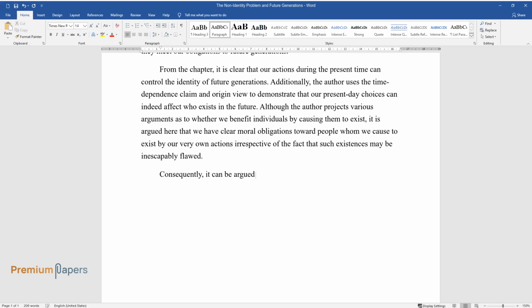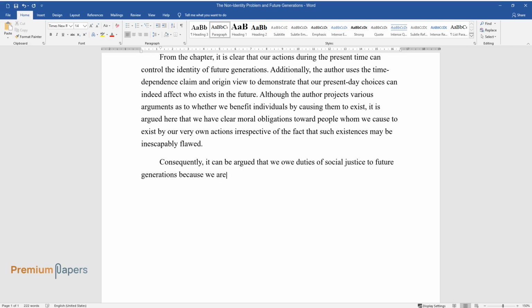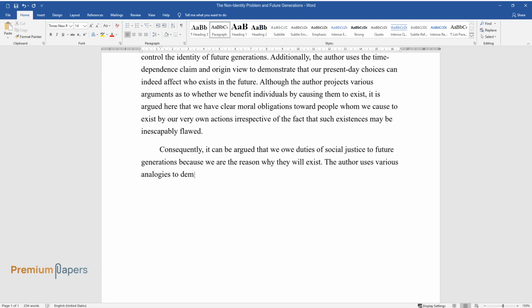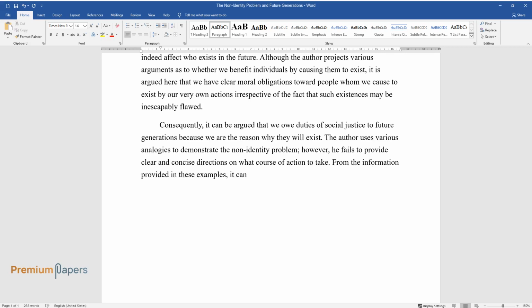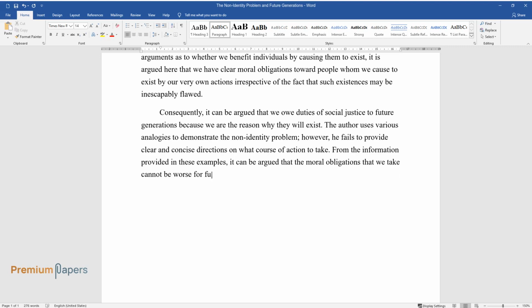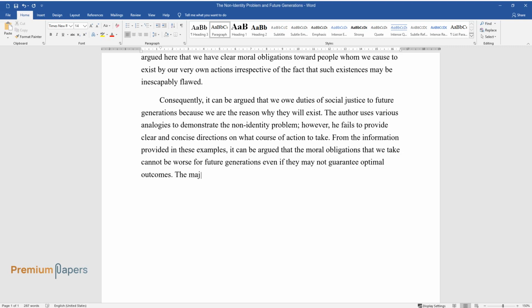Consequently, it can be argued that we owe duties of social justice to future generations because we are the reason why they will exist. The author uses various analogies to demonstrate the non-identity problem. However, he fails to provide clear and concise directions on what course of action to take. From the information provided in these examples, it can be argued that the moral obligations that we take cannot be worse for future generations even if they may not guarantee optimal outcomes.